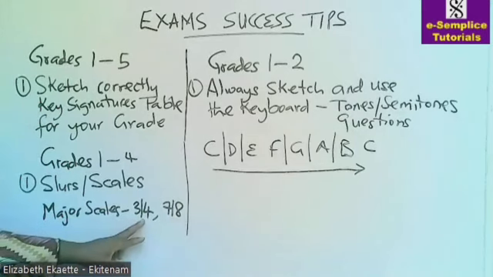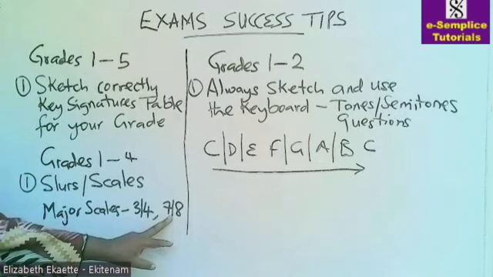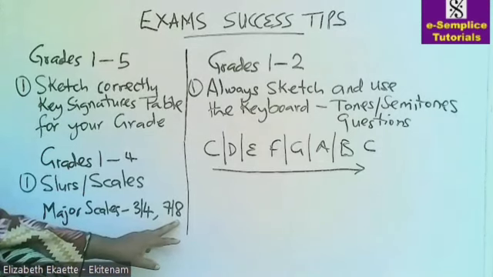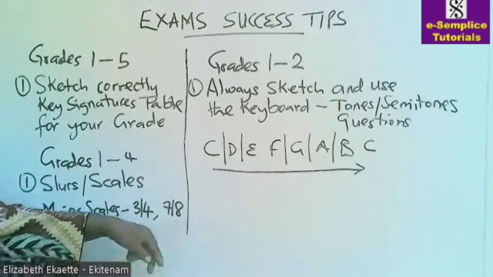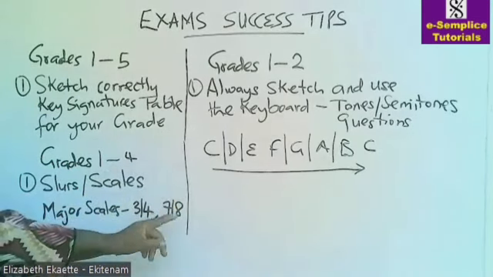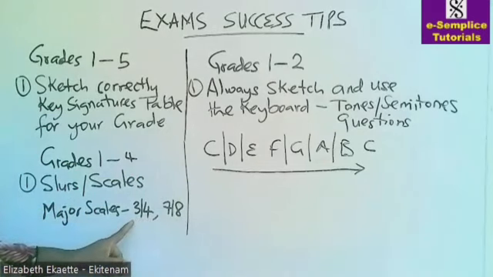The slurs are between the third and the fourth note of your scale, going up, then the 7th and 8th notes in an ascending scale. But when you are asked to write a descending major scale, it means you turn it around. So you are going to have 8/7, then 4/3.